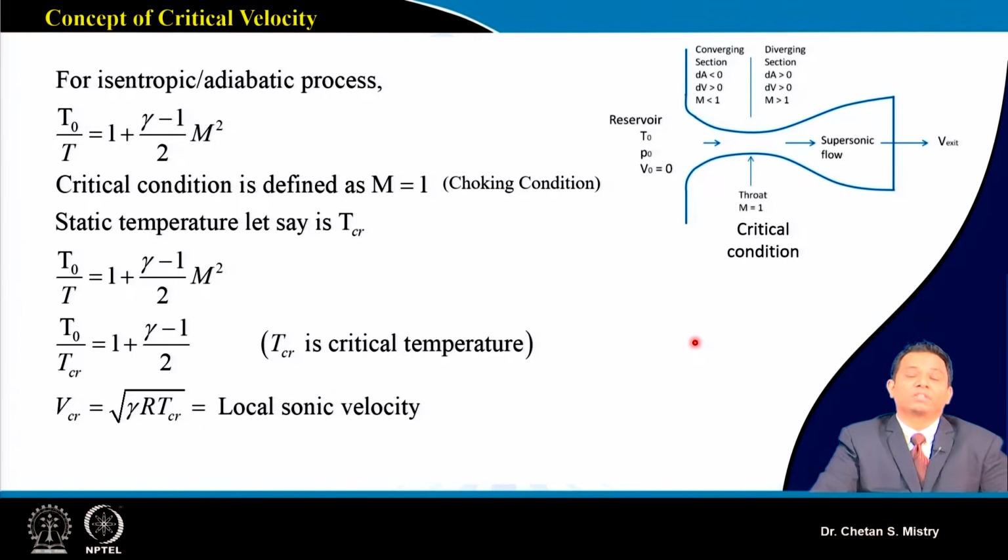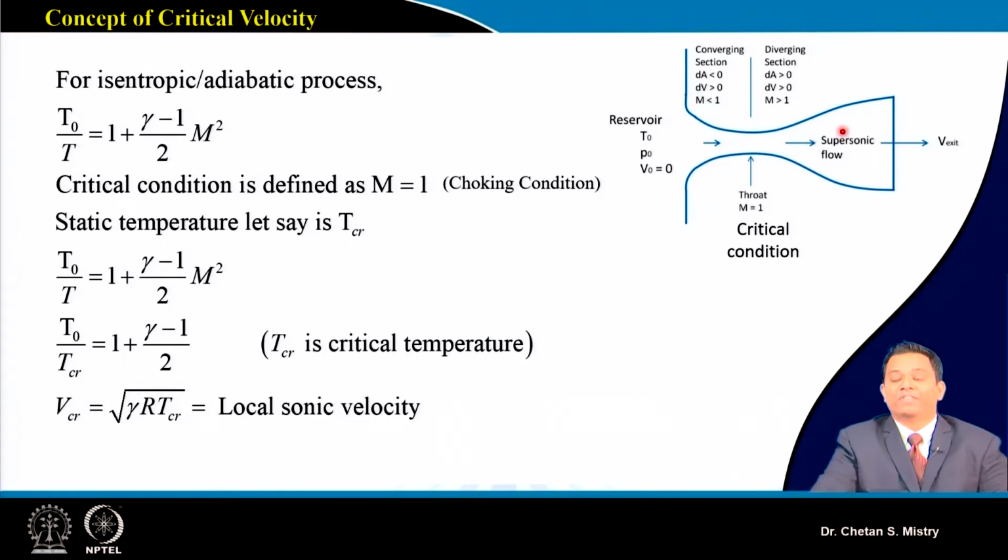So we are now discussing the concept of critical velocity ratio. Suppose you consider a converging diverging nozzle. In the converging diverging nozzle, the flow accelerates from initial subsonic flow to a location where we have the maximum mass flow condition. That condition we define as the thermal choking condition, and that is happening at M equal to 1.